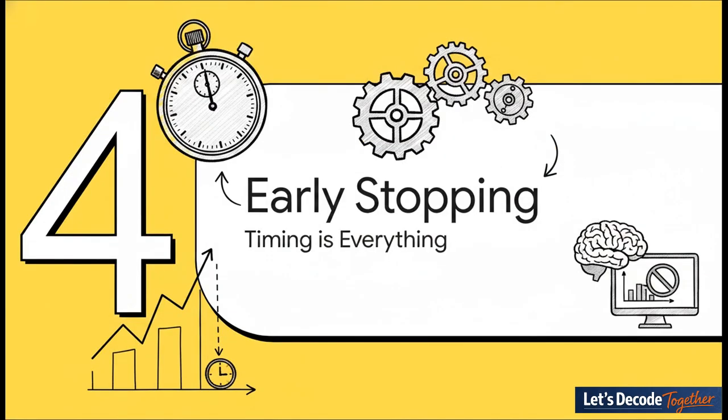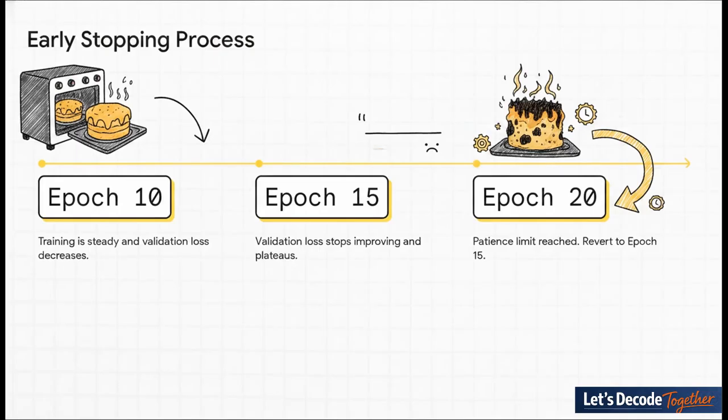Moving right along to Section 4, Early Stopping, where timing is literally everything. Now, early stopping is perhaps the simplest, most intuitive fix in our entire toolbox. It is exactly like pulling a cake out of the oven at the precise moment before it burns. As you train, your training loss is going to keep going down, but at some point, your validation loss, how it performs on unseen data, will stop improving and might actually start climbing. That's the exact moment the cake starts burning.